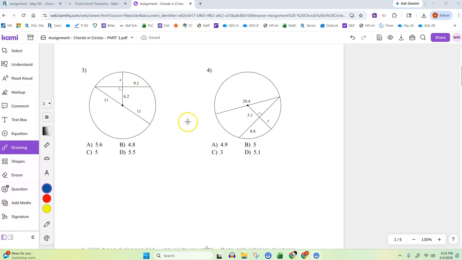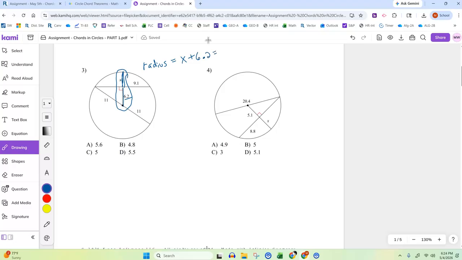Okay, so let's look at number 3. So we're trying to find x, right? Trying to find x, that's going to be this piece right from here to here, right? What is that? Well, the important thing to know is that it's part of the radius. So the radius is this whole piece right here. So the radius is equal to x from here to here, and then 6.2 is from here to here. So x plus 6.2 equals the radius, right?